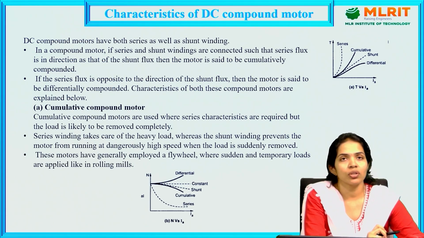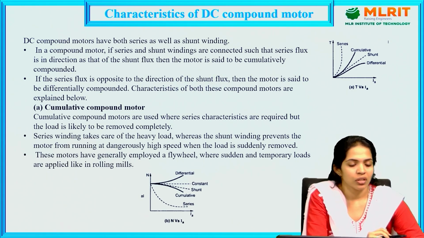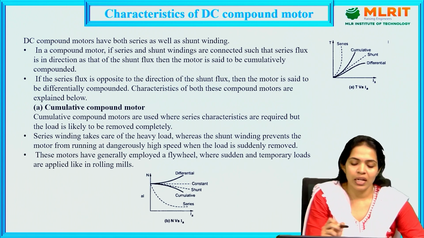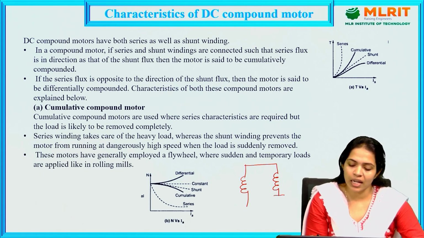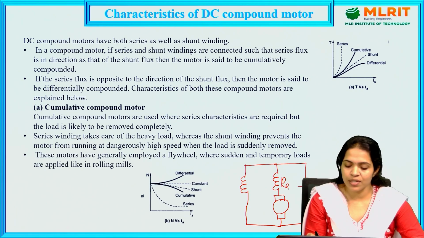So moving on to the DC compound motor. We know that we have two types of compound motor. One is the differentially compound motor and the other is the cumulative compound motor. In a compound motor, we have two field windings. One is the series field winding and the other is the shunt field winding. This is the series field winding, this is the shunt field winding, and this is the armature winding.